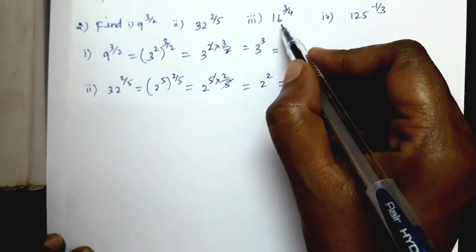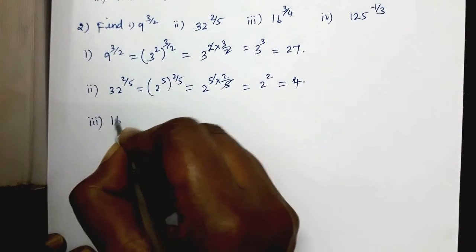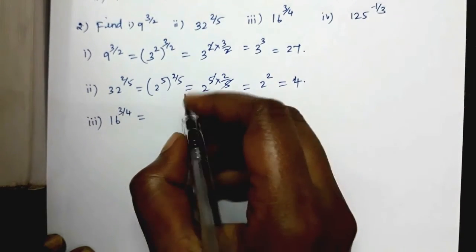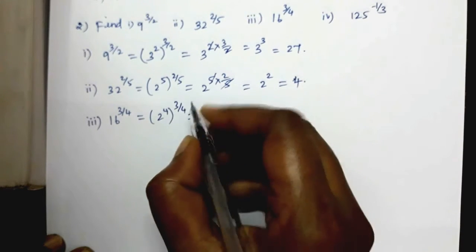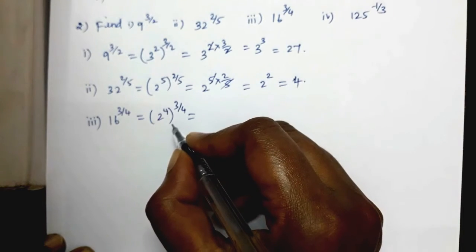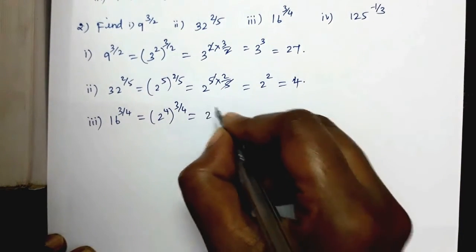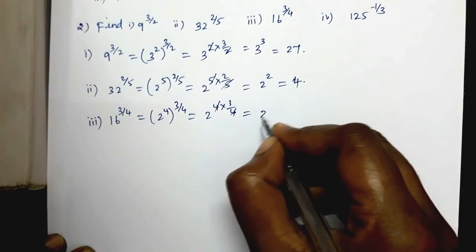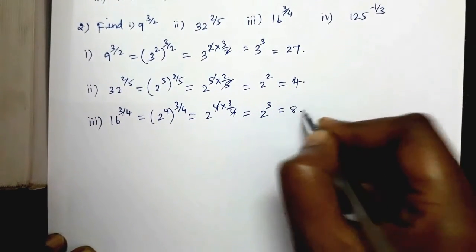Next one, 16 raised to the power 3 by 4. Third one, 16 raised to the power 3 by 4. Now 16 can be written as 2 power 4 the whole power 3 by 4. Again it is in the form of a power p the whole power q. Already we know that a power p the whole power q equal to a power p into q. So 2 power 4 into 3 by 4. Do the cancellation here. Remaining we will get 2 power 3. So that is 2 into 2 into 2. So we will get 8.